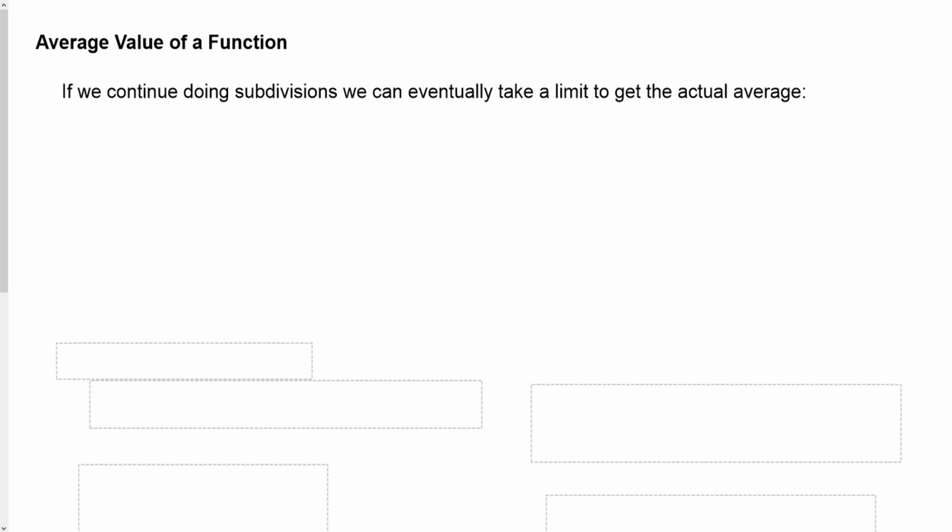Okay, so as I said, if you continue doing subdivisions, you can eventually take a limit to get the actual average. So the average of some function f of x is going to be the limit as the number of subintervals increases to infinity of the sum from i equals 1 to n of each of our test values, so f evaluated at x sub i, times 1 over n, the number of subintervals that we have.